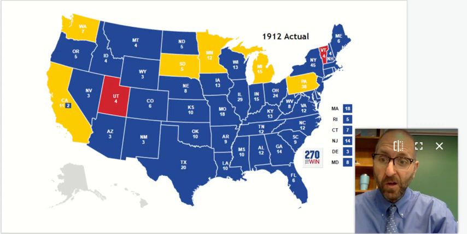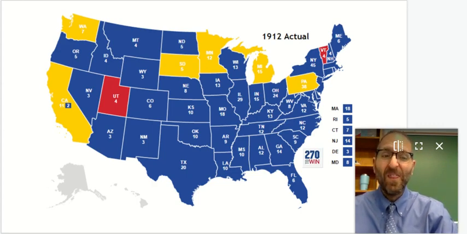By the way, side note, Eugene V. Debs, socialist, did get 901,000 people to vote for him. So this was not a small movement. So these results show that the split in the Republican Party led to the presidency of Woodrow Wilson. Woodrow Wilson was a Democrat, but he did maintain that progressive spirit that Roosevelt and Taft had maintained.